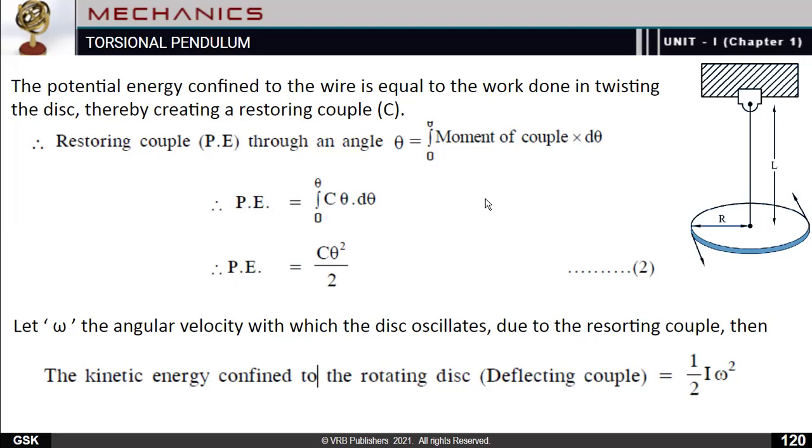The potential energy is due to the restoring couple given by the wire, not by us. We are giving a twist, that is nothing but couple, that is called a deflecting couple. We are giving a deflection. So this is due to the kinetic energy. We are giving a kinetic energy, the wire is giving a restoring couple. The wire is giving a potential energy. Okay. So come to the kinetic energy. Already we have derived this kinetic energy in one of my previous videos, that is half I omega square, which is nothing but rotational kinetic energy.